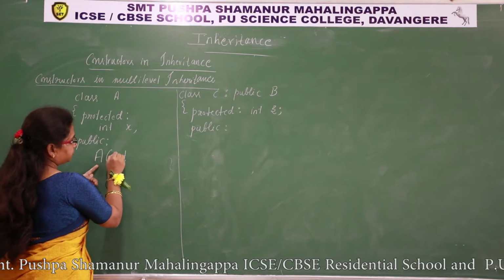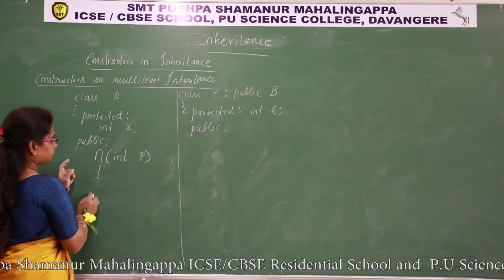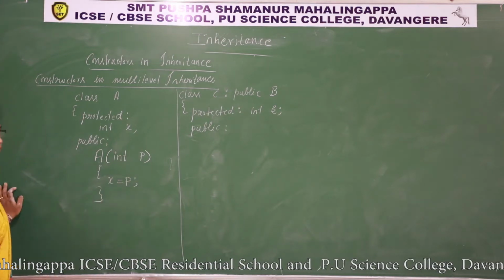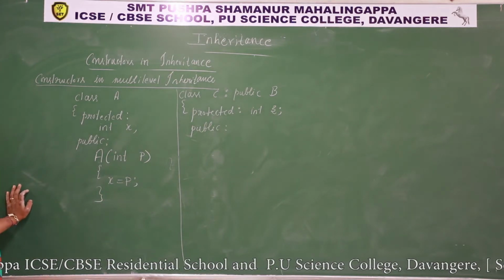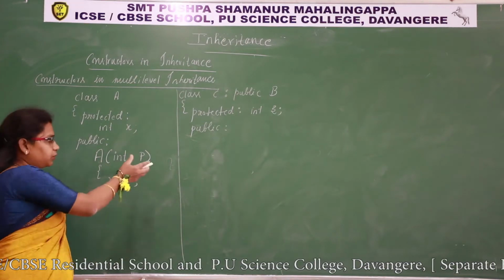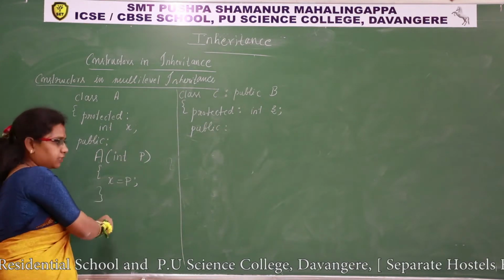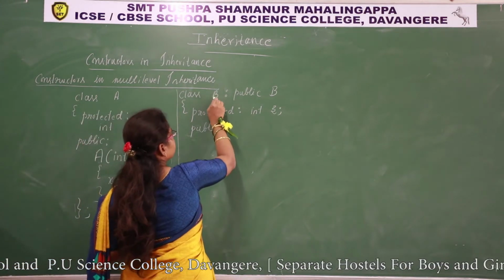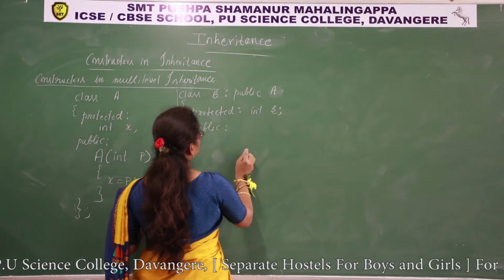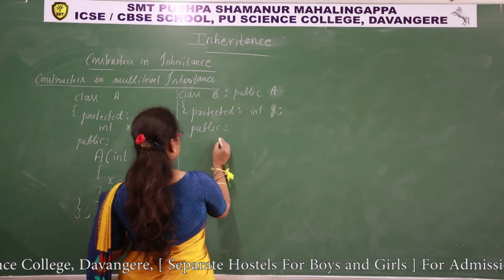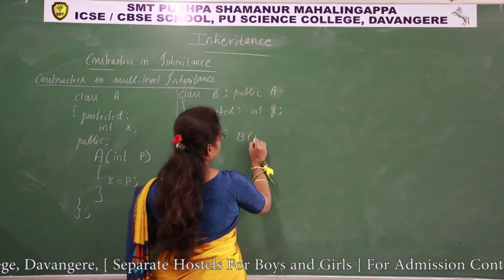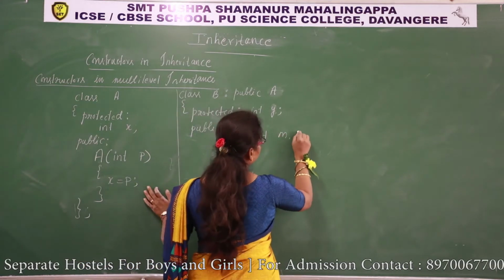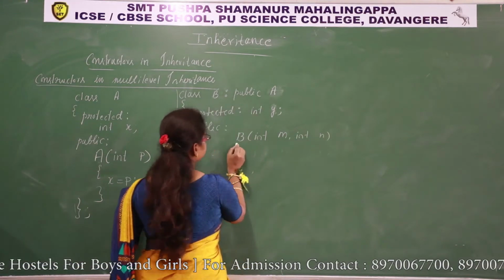int P. X is equal to P. I am taking a parameterized constructor. Some parameter will come to P and the P value will be initialized to X. Semicolon. Here I take class B. In the public section, the name of the constructor is B because the class name is B, with int M and int N.